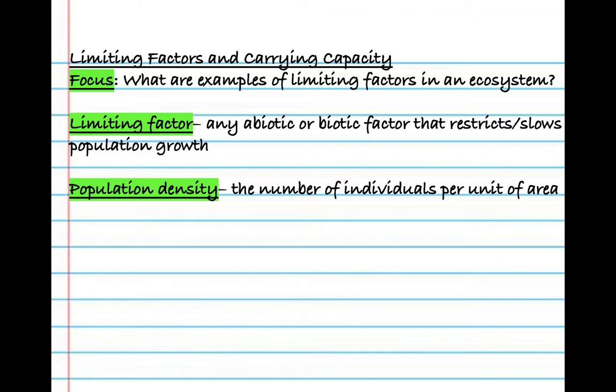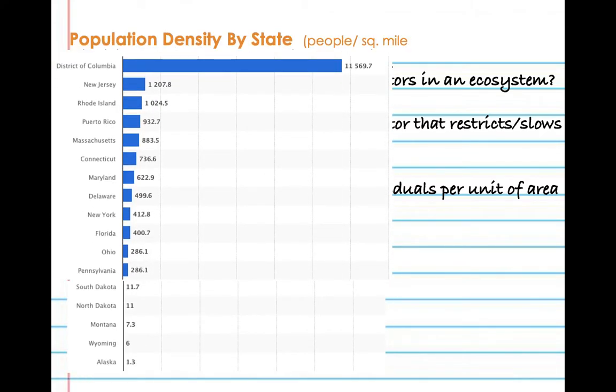With what's happening with the coronavirus, this is probably a word you might have heard in the news lately because areas that are more densely populated are being affected more greatly. And population density, like New York has an extremely high population density, is the number of individuals per unit of area. Depending on what state you're talking about, we can have a vastly different population density.